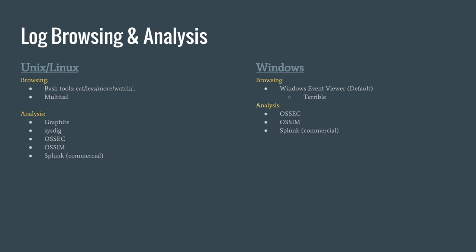For Windows, the Windows Event Viewer is the default browser for events. I find it to be terrible because it's not easy to just grep through everything. And you have to click on things and scroll through entire lists of all the events that happened in a time period, and then right-click on individual ones to view the properties. It's just not streamlined in my experience. For analysis, there's OSSec, OSSIM, Splunk.